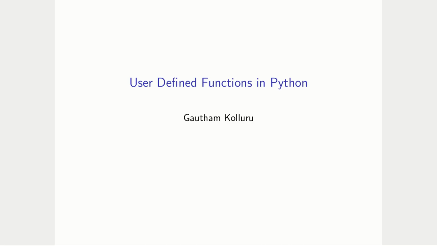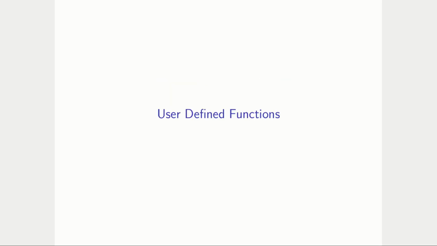Hello guys. So in this video we shall look into user defined functions in Python. Let's define once again what are user defined functions. As the name suggests, they are functions that are defined by the user for their own purposes. These user defined functions have two parts: one is called function definition and the other is called function calling.